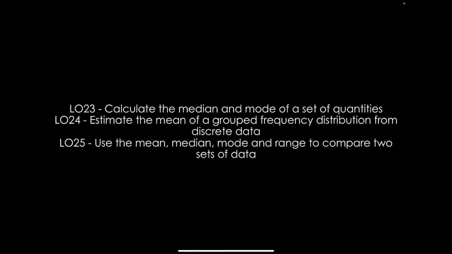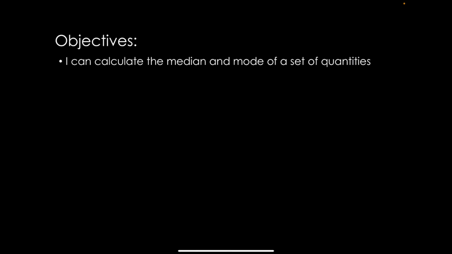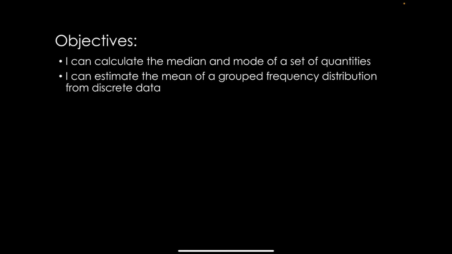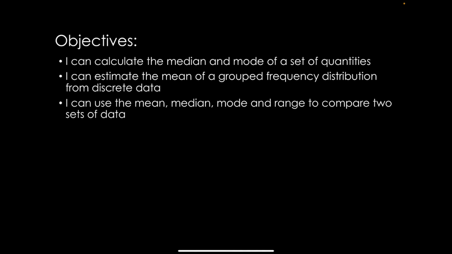This is based on averages. Your learning outcomes or your objectives for today's lesson are to calculate the median and mode of a set of quantities, estimate the mean of a grouped frequency distribution from discrete data, and use the mean, median, mode and range to compare two sets of data. Now, I know that might sound quite tricky, but once I go through everything, I've got a feeling that you will feel very confident about this.